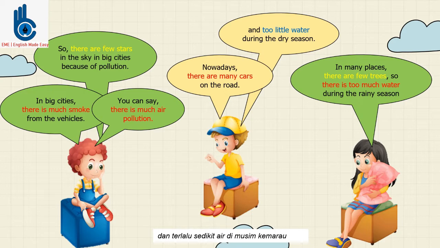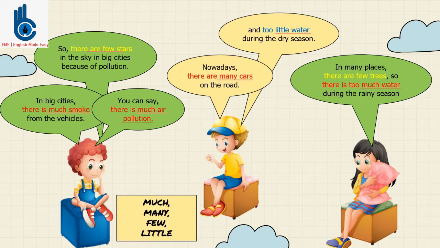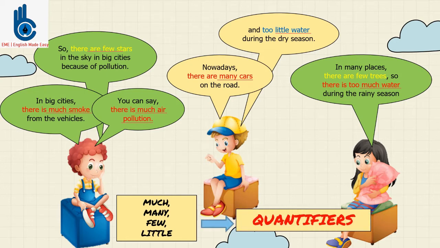From this dialogue, we can see there are some phrases that we can use to talk about the existence of things. Beberapa frasa yang mereka pakai untuk mengungkapkan keberadaan benda adalah much smoke, much air pollution, much water, many cars, few stars, and little water. The words much, many, few, and little are used to talk about the quantity of things. We call them quantifiers.